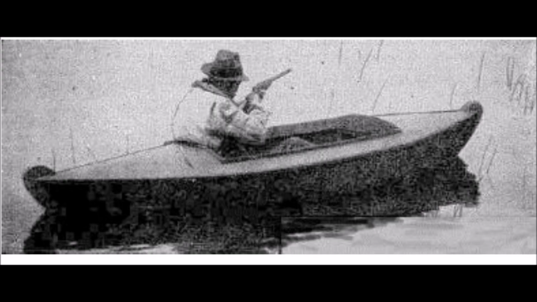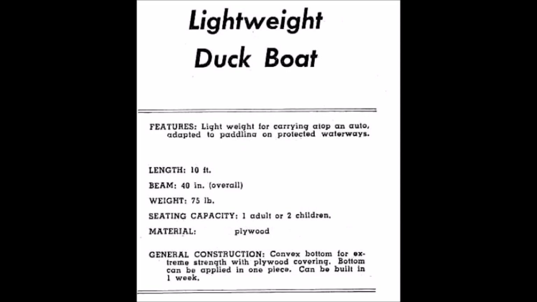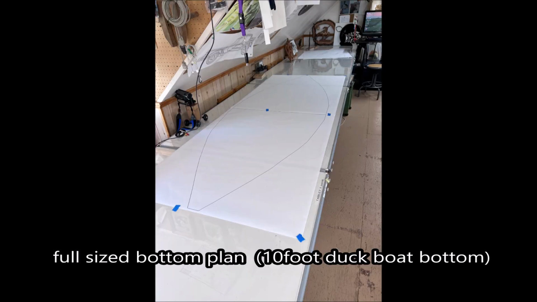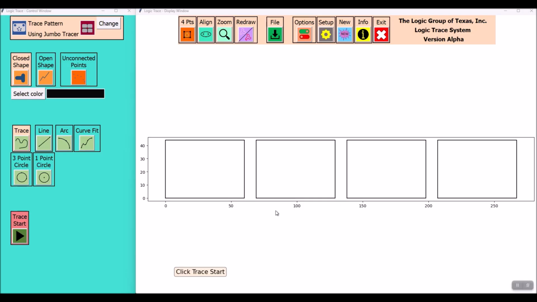Using the jumbo tracer, I'm going to trace out this 10 foot by 40 inch beam duck boat. I'll be using a full size plan here. First thing we'll do here is select the alignment points.